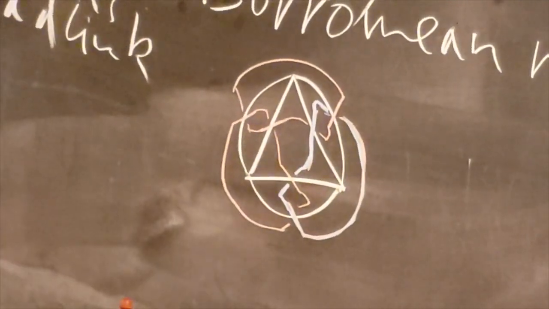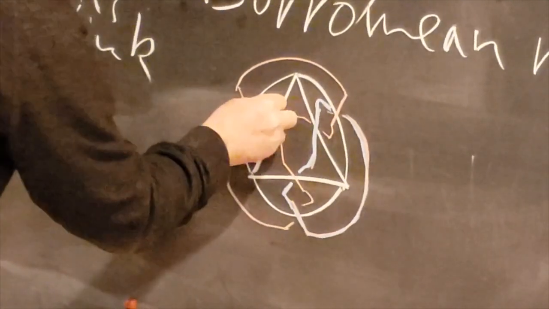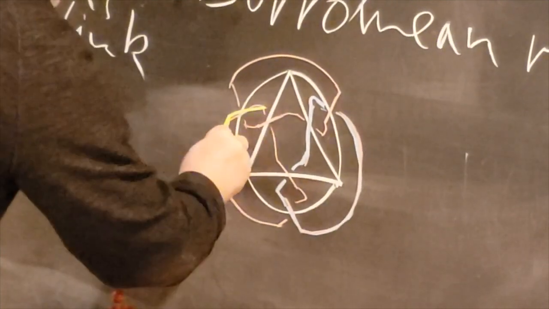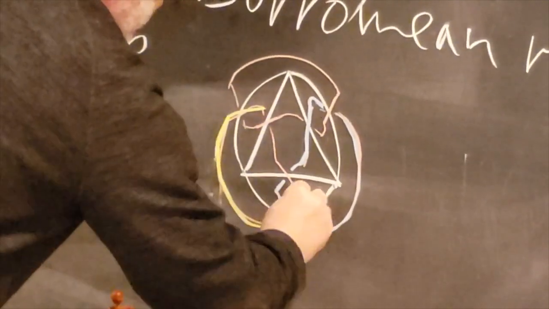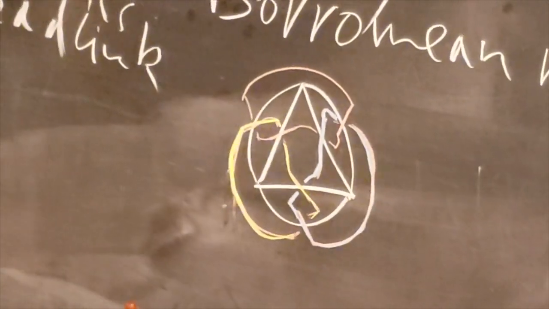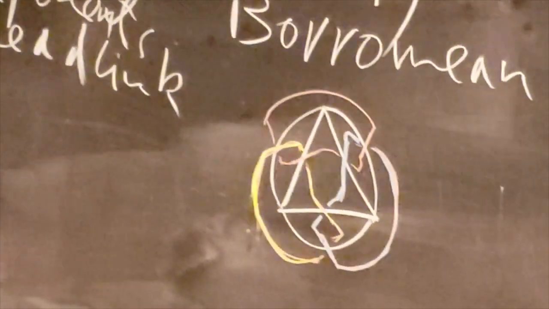So this is the blue component, and let's do the yellow component on this side. Yellow component. So you see it has 3 components. There's red on the top, yellow on the left, and blue on the right.